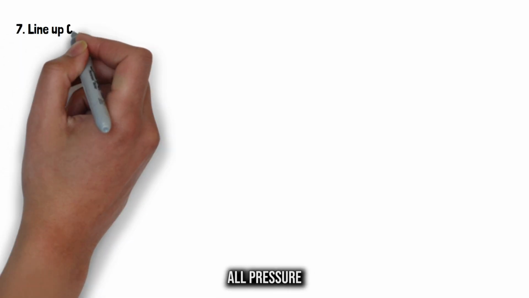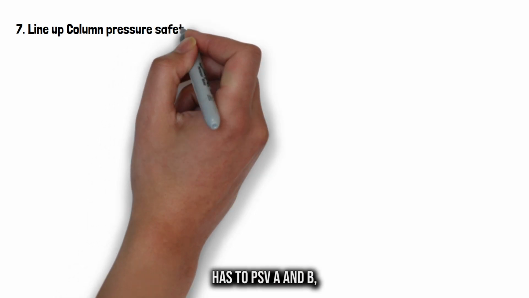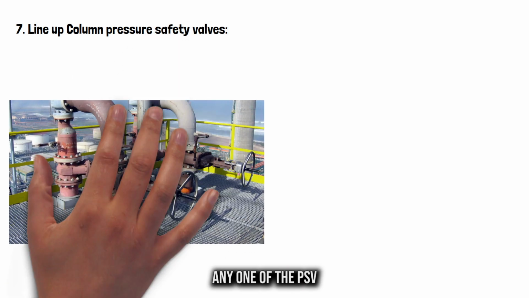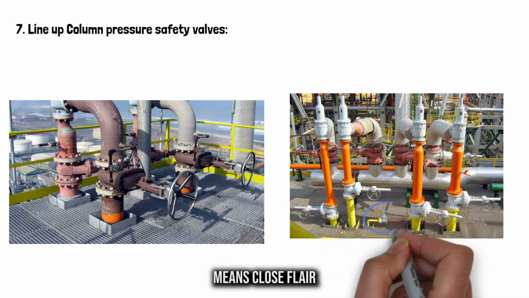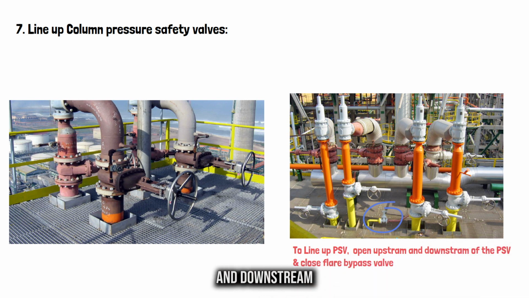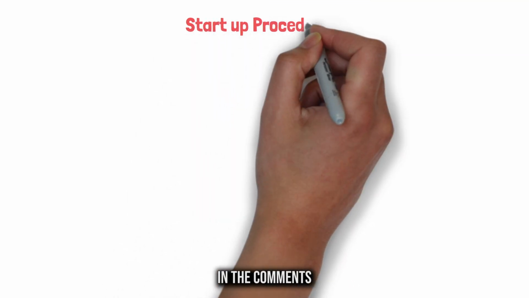7. Line up all pressure safety valves at the top of the column. Every vessel has 2 PSVs, A and B. You should always line up any one of the PSVs to flare, meaning close flare bypass valves, and open upstream and downstream of the PSV's valves. These are the pre-start checks. If I forgot anything, please write it in the comments.